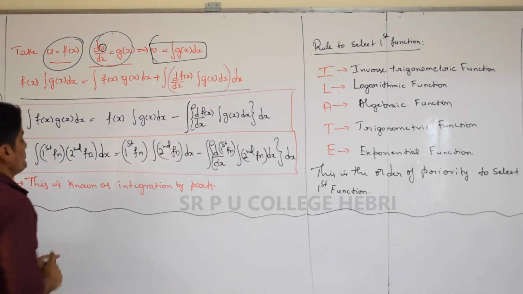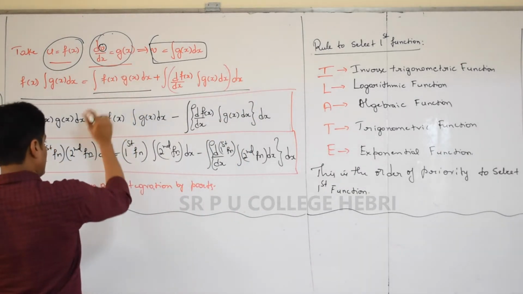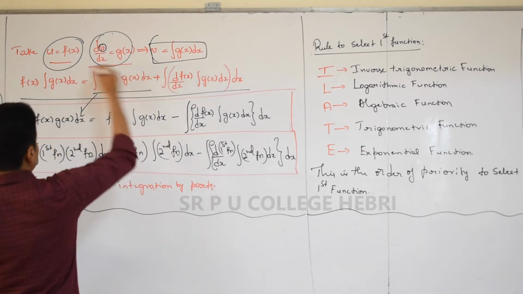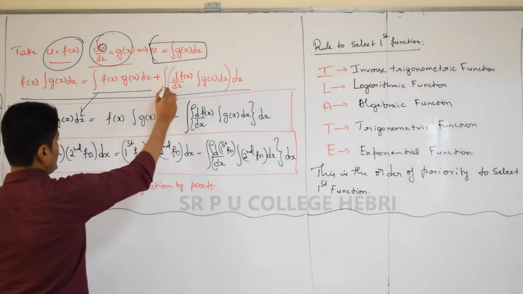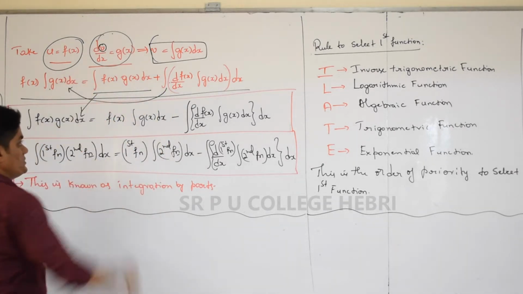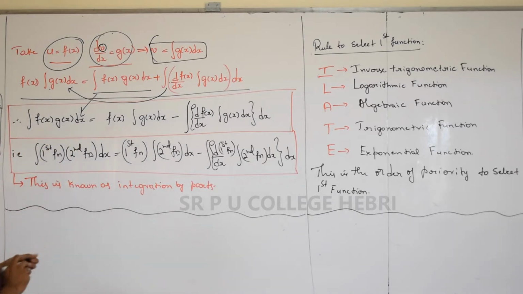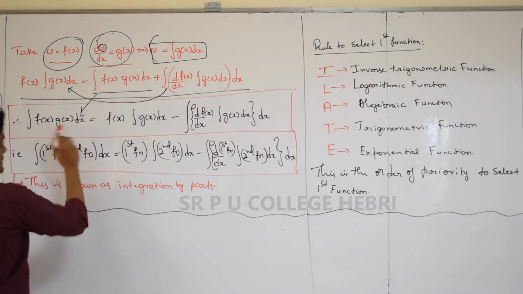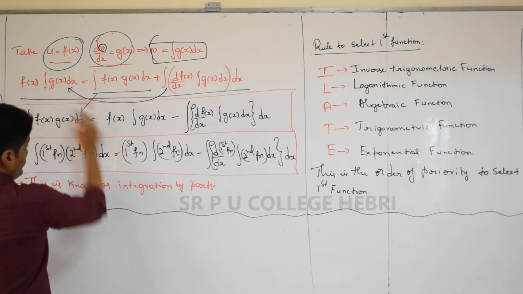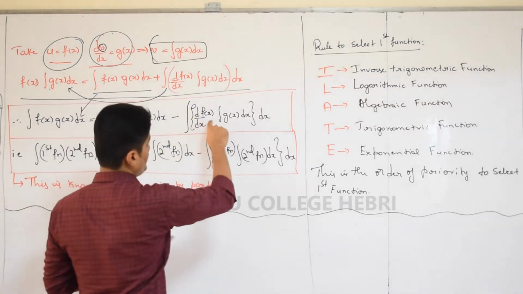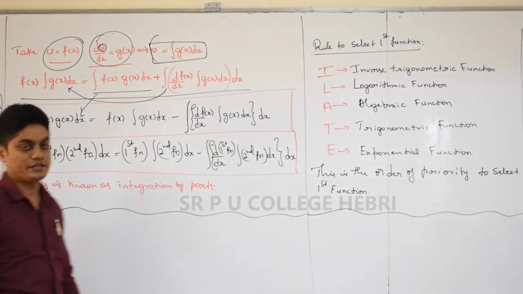Now it is just a rearrangement. Take this second term to the left hand side, and arrange the right hand side accordingly. So you will get the integration of f of x into g of x is equal to f of x into the integration of g of x, since this comes to this side, minus the integration of the differentiation of f of x into the integration of g of x.